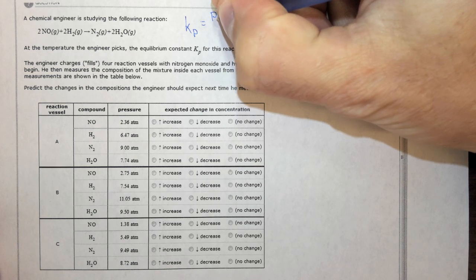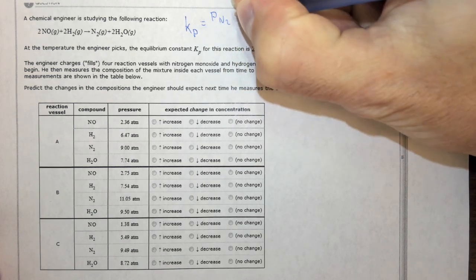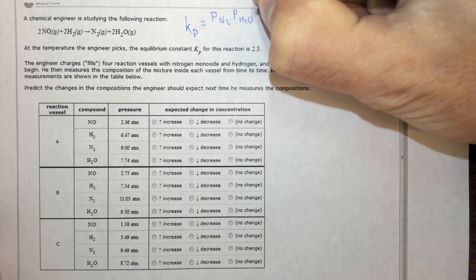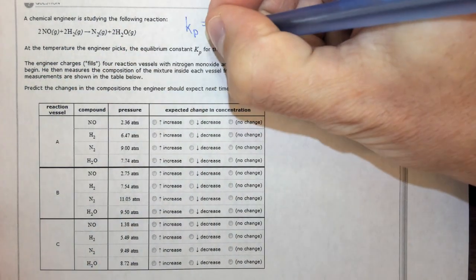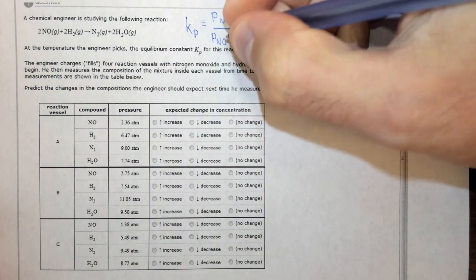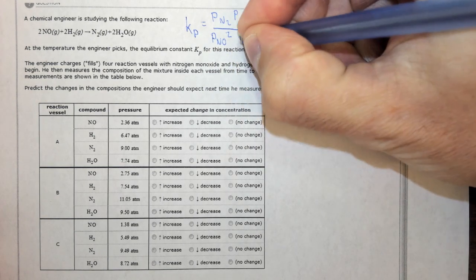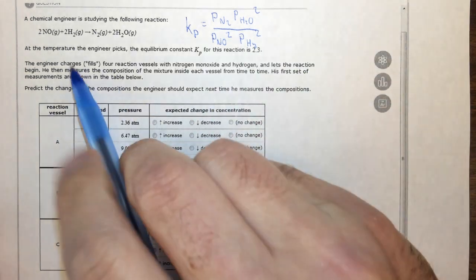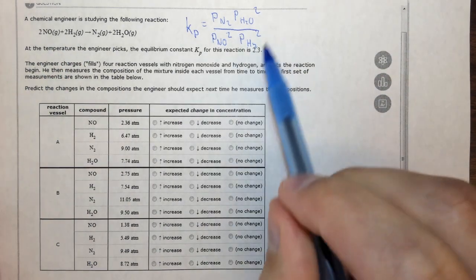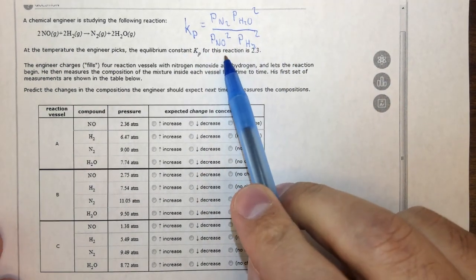Since it's Kp, it's pressures. The pressure of N2 times the pressure of H2O squared, because there's two of them, divided by the reactants, the pressure of NO squared, because there's two of them, the pressure of hydrogen squared again, because there's two of them. So we have two NOs and two hydrogens. So this is the expression for Kp.